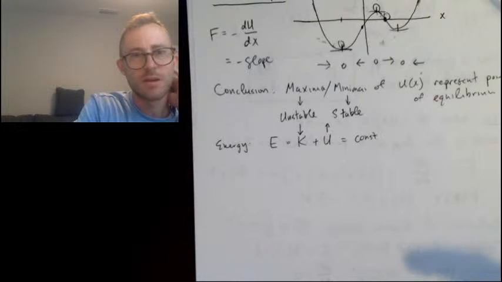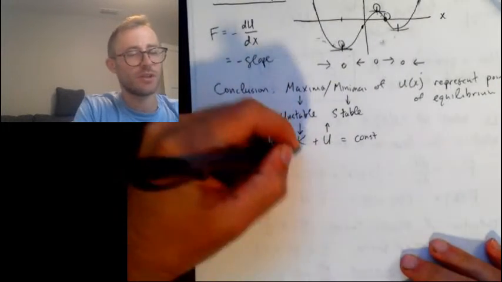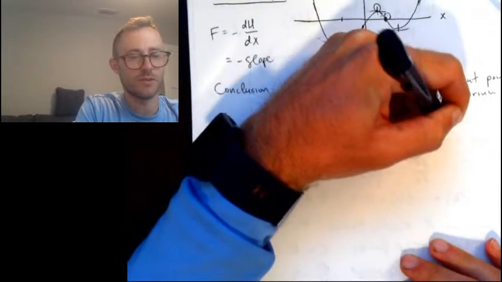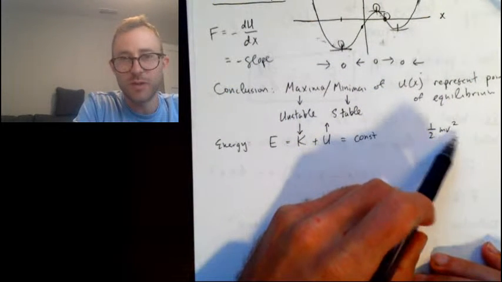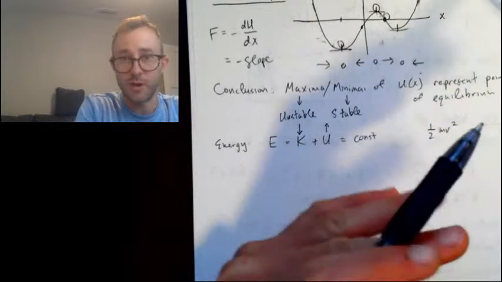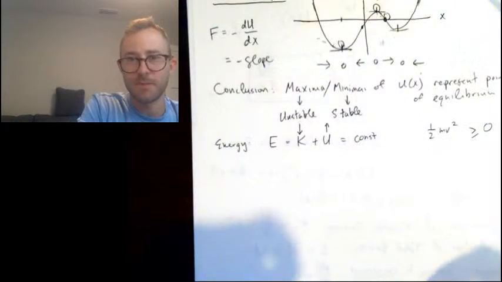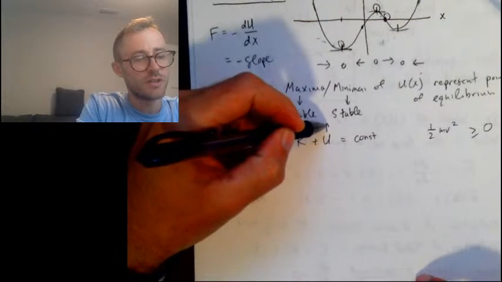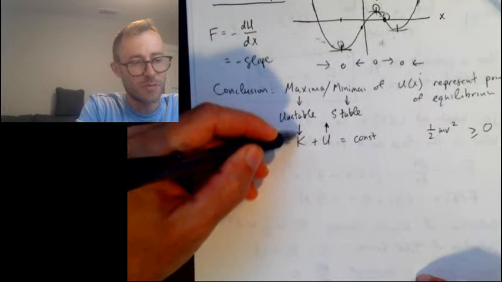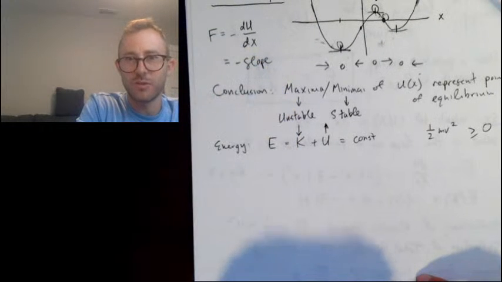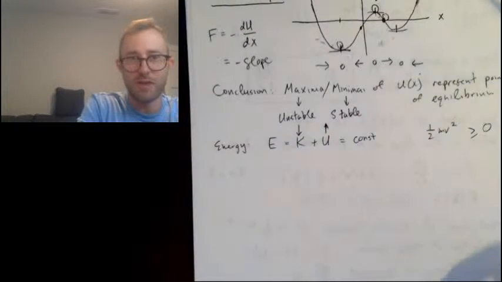The definition of kinetic energy is 1/2 mv squared, and mass is always positive. Velocity squared is always positive because it's the square of something. So the kinetic energy is always greater than or equal to 0. So the potential energy can only go up so high, because if the kinetic energy drops, eventually the kinetic energy will become 0. And it can't go below that value.